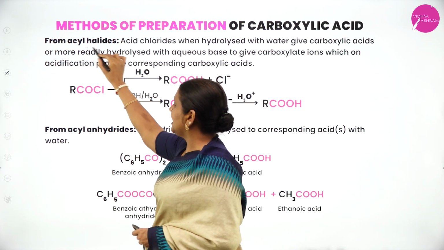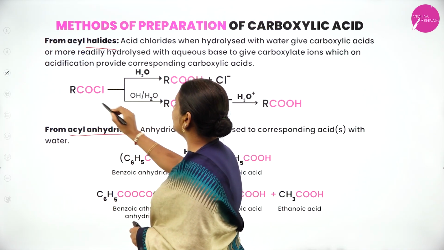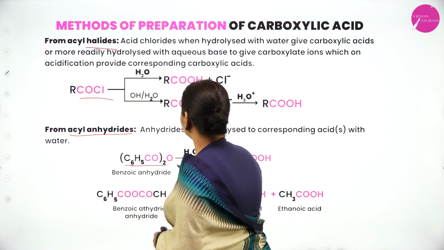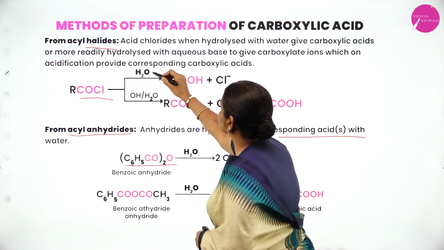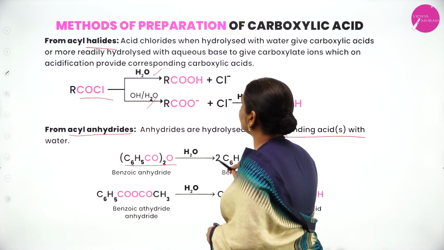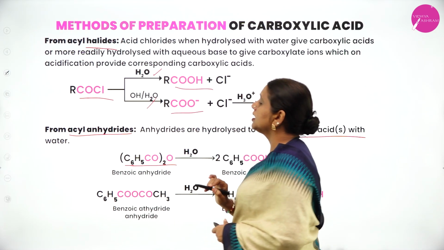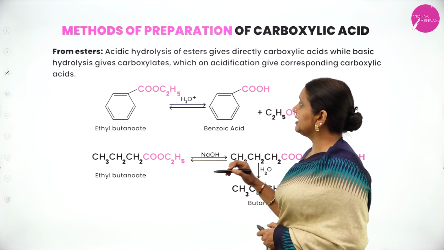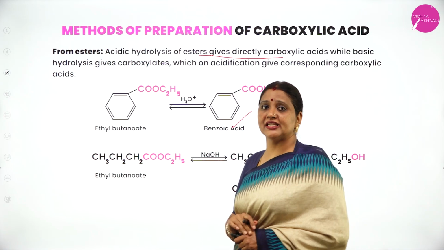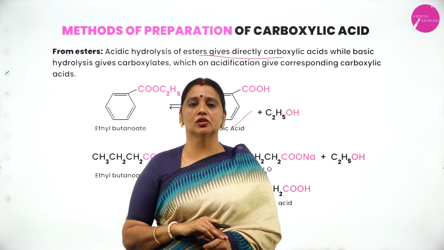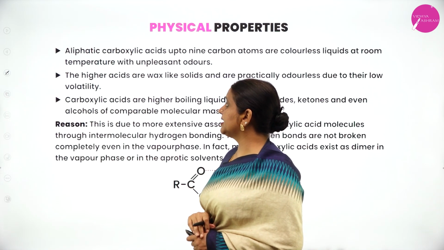Then, from acyl halides and acyl anhydrides. When acyl halides and acyl anhydrides are hydrolyzed, they give carboxylic acid. They are hydrolyzed in acid or in the presence of base. It gives rise to the respective carboxylic acid. Finally, esters on hydrolysis also give rise to carboxylic acid. Esters, when they undergo hydrolysis, give rise to carboxylic acid.